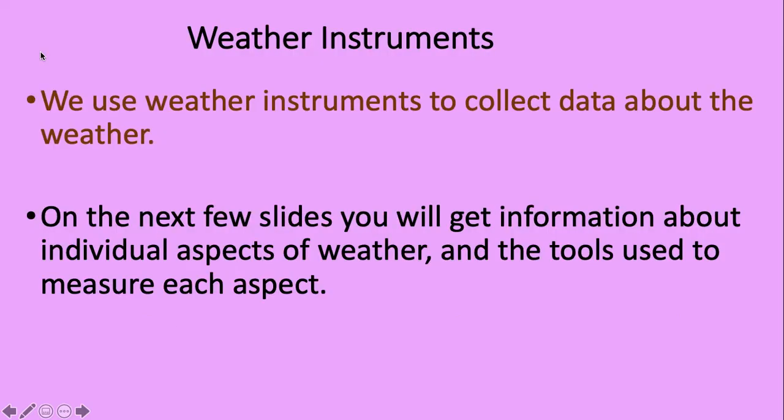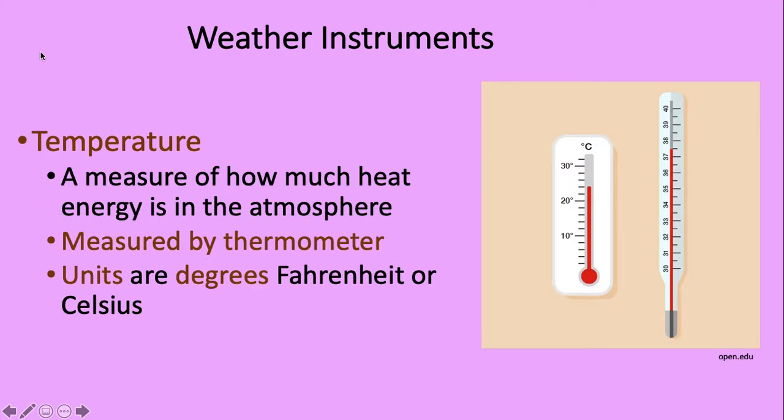So weather instruments. We use weather instruments to collect data about the weather. Over the next few slides, you'll get information about individual aspects of weather and the tools used to measure each aspect. First is temperature. For temperature, we use a thermometer. Temperature is a measure of how much heat energy there is in the atmosphere, and the units are degrees, either in Fahrenheit or Celsius.